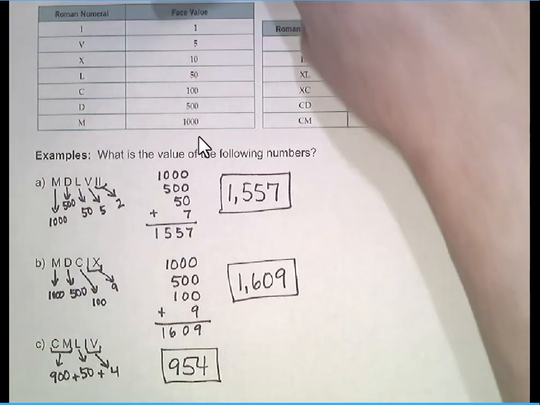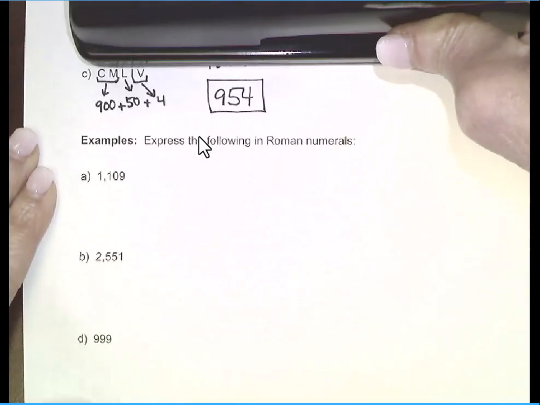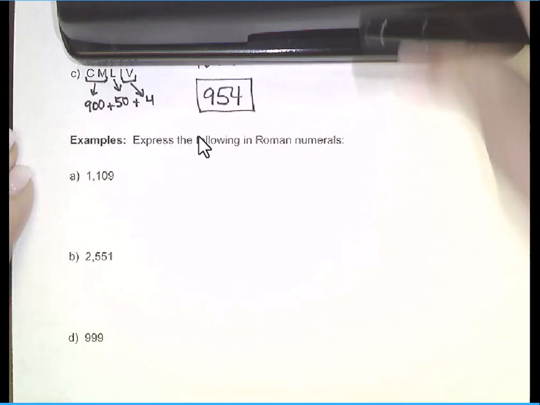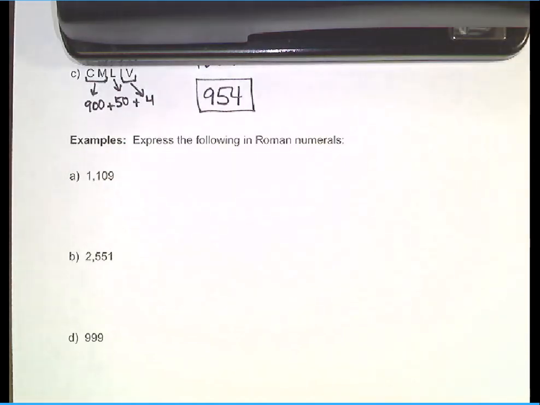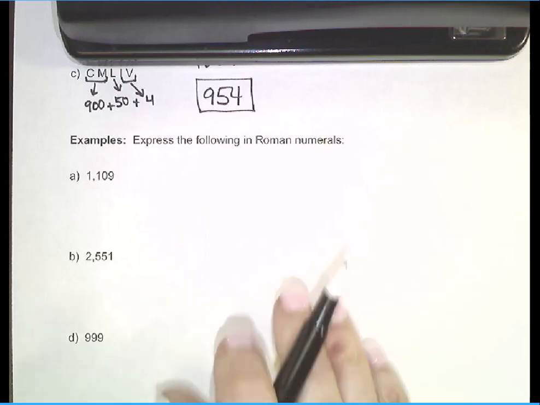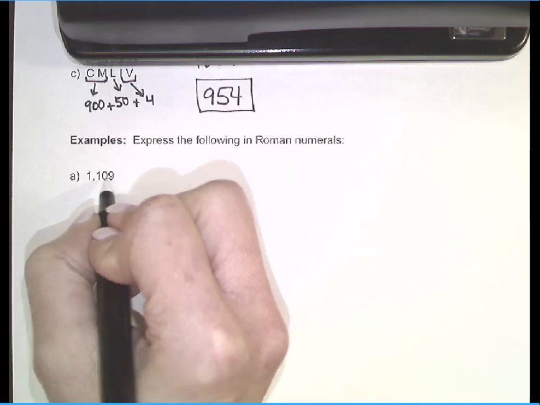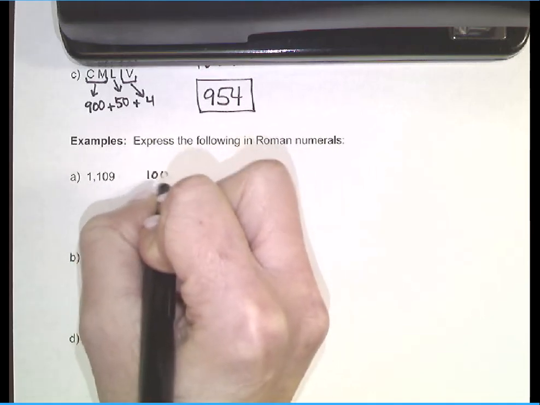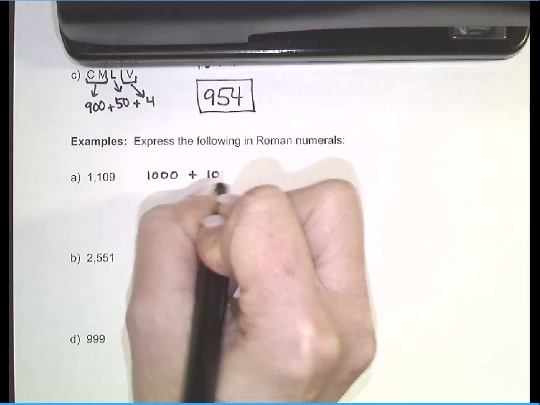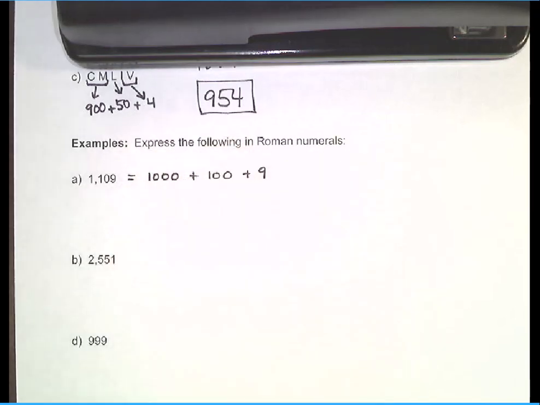Now we're going to go the other way. Express the following in Roman numerals. So we're going from our base 10 numbers here to Roman numerals. All right, so I think we're going to want to break apart the numbers. So 1,109 is 1,000 plus 100 plus 9, right? Do you see how I'm just breaking it down by place value?